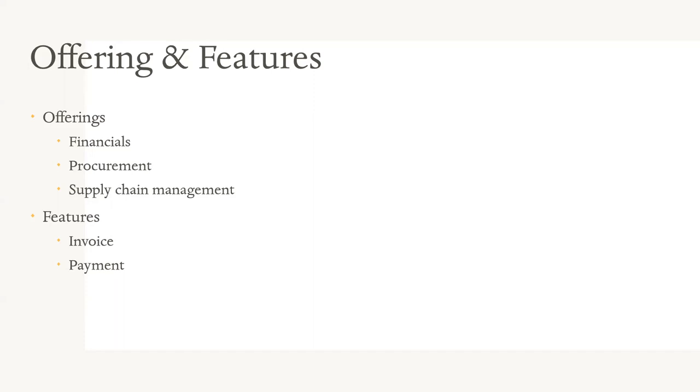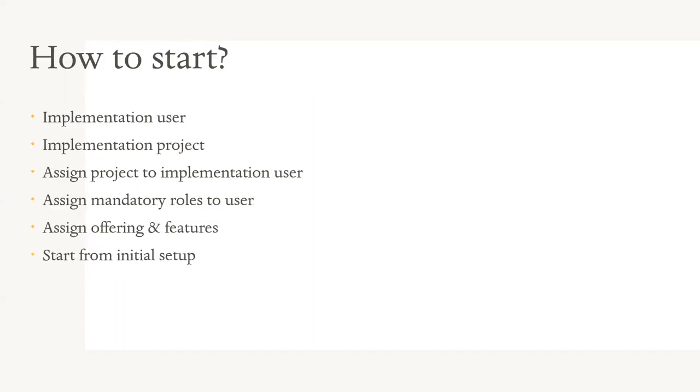So this is about offerings, features, and options. An option is like a sub-classification of the feature. So how do we start? To start our implementation, we first have to create the implementation user. That is the first point that we will start with.